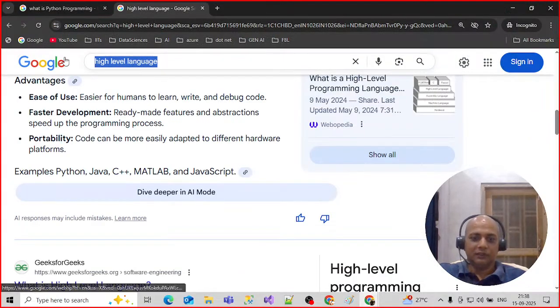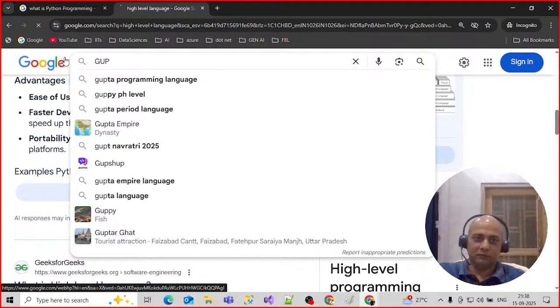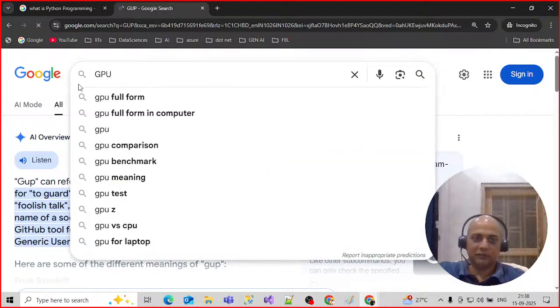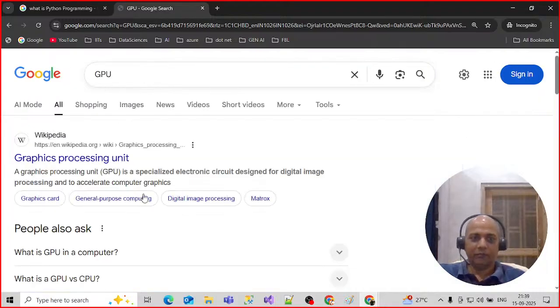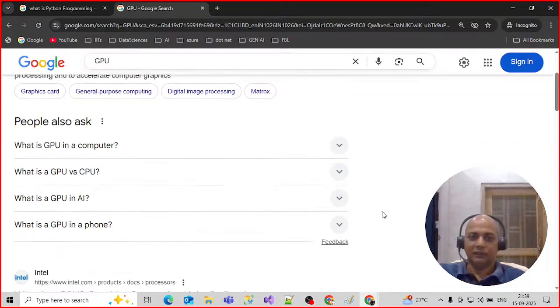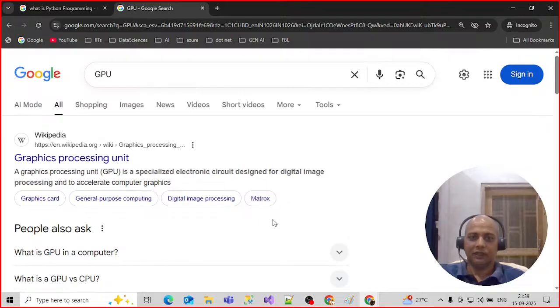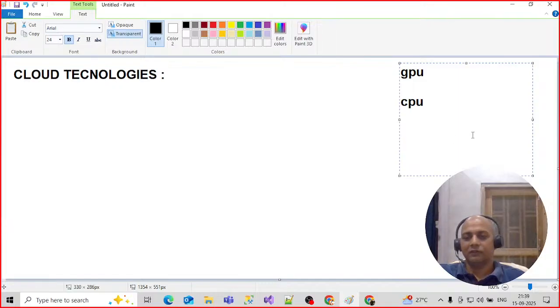So today, if we search about GPU, sorry, it is misspelled. GPU, graphics processing unit, right? So using generative AI, you are just creating images and videos using some prompt. So GPU is graphics processing unit. So we need much hardware to perform all these kinds of tasks.